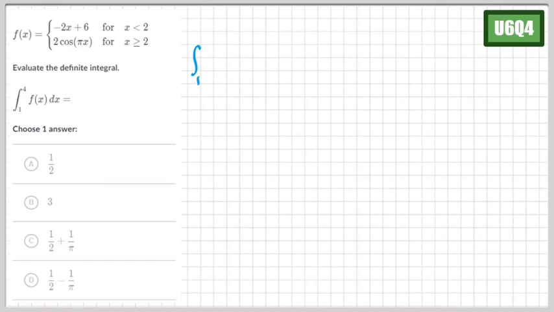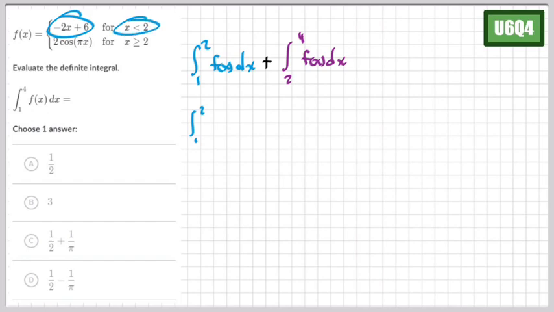We have from 1 to 2 of f dx plus, and then we have from 2 to 4. So we go from 1 to 4 ultimately of f of x dx. Okay, so the rule from 1 to 2 is going to be this top guy, because anything less than 2 is negative 2x plus 6. And then for the next part, from 2 to 4, that would be this rule right here.